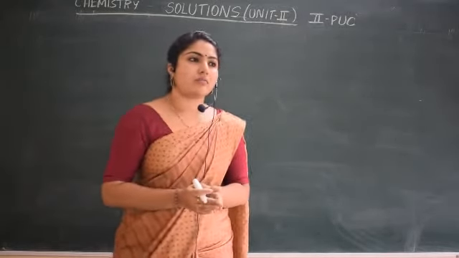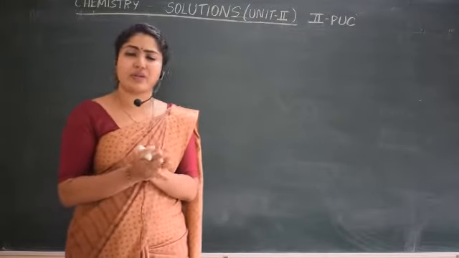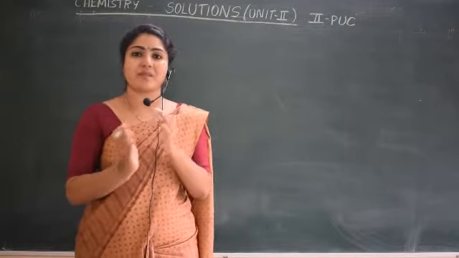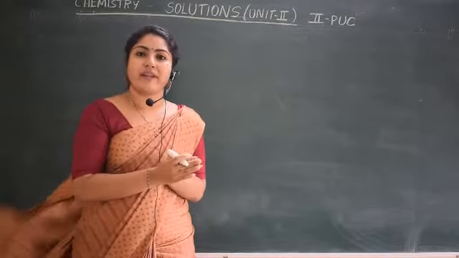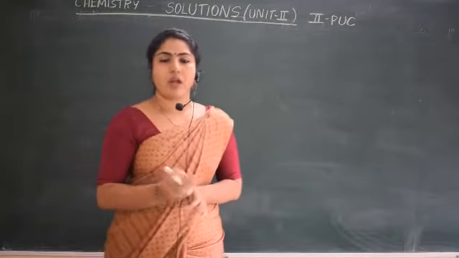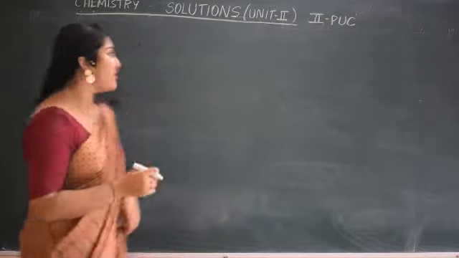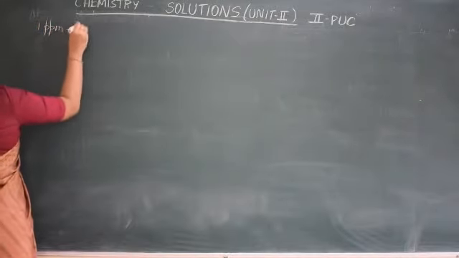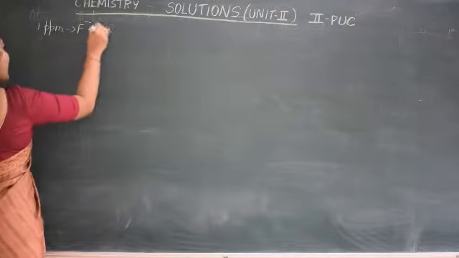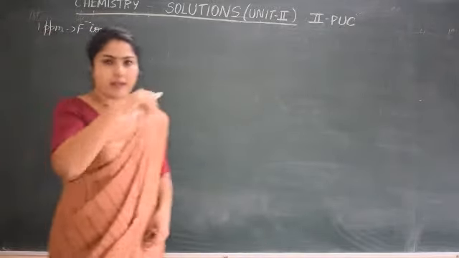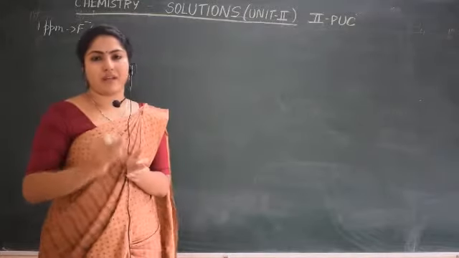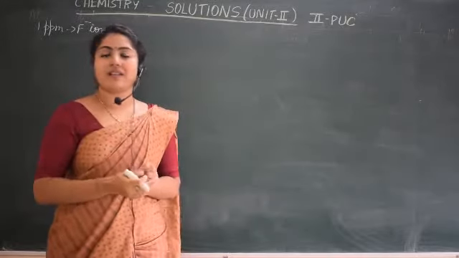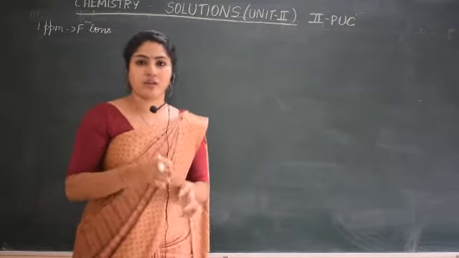Otherwise, in the medicinal fields also lots of solutions are used. 1 ppm, ppm is parts per million. It is a way of knowing the concentration of solutions. 1 ppm of fluoride ions are used to prevent tooth decay. In dentistry, they use 1 ppm, ppm is a very minute quantity, we will learn about it. It is used in dentistry to prevent tooth decay.